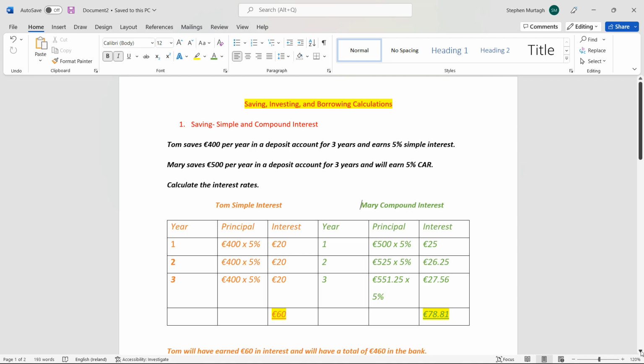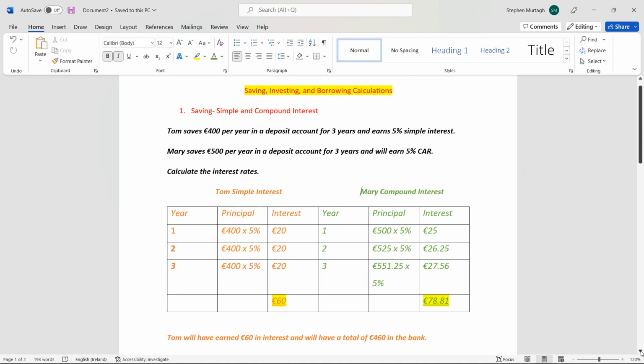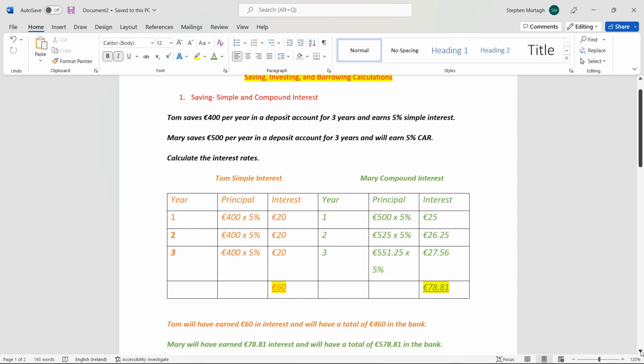€78.81. So what that means is Tom will have earned €60 in interest, adding up the 20, the 20 and the 20 together. And in the bank at the end of the term, he'll have €460 in the bank because it's the original €400 plus €60. For Mary, she will have earned €78.81 in interest, and now she'll have a total of €578.81 in the bank. So it's our original €500 plus €78.81.